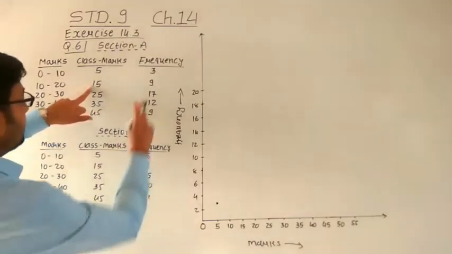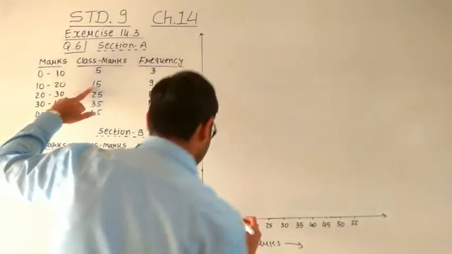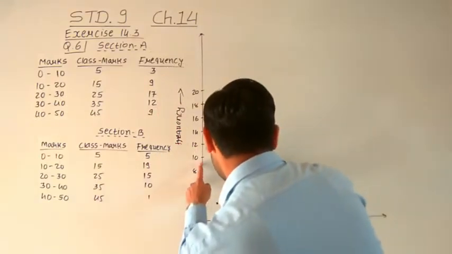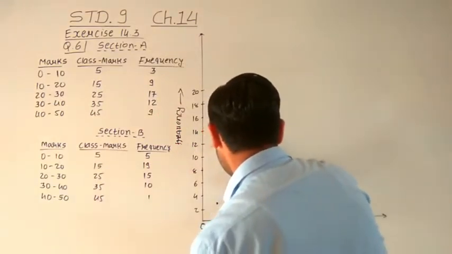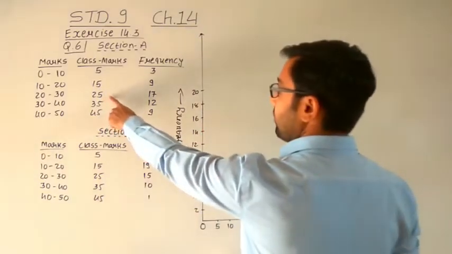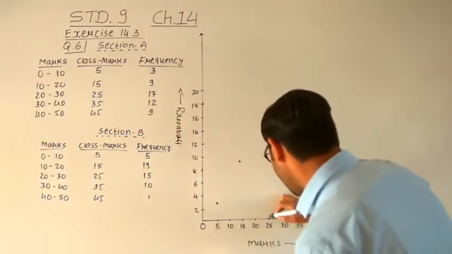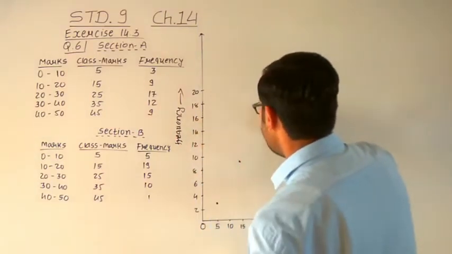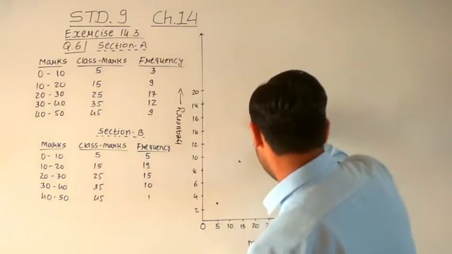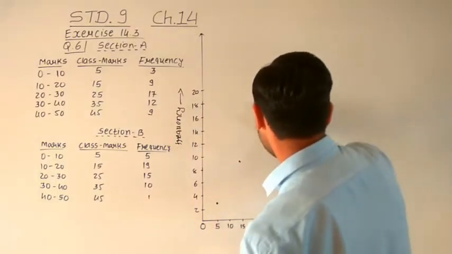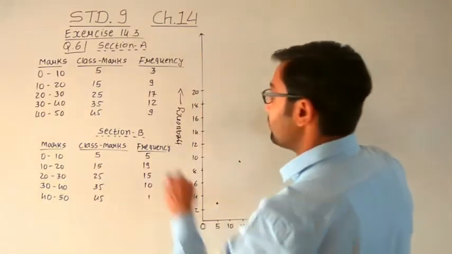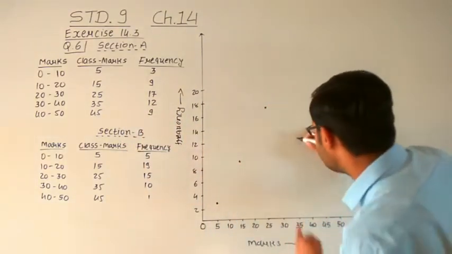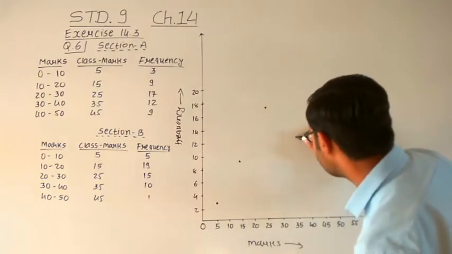Second is 15 and frequency is 9. So 9 is between 8 and 10. So here we get the second point. Now third is 25 and 17. Here we have to represent it between 16 and 18. So here we get the third point. Fourth is 35 and 12. 12 is here, right?